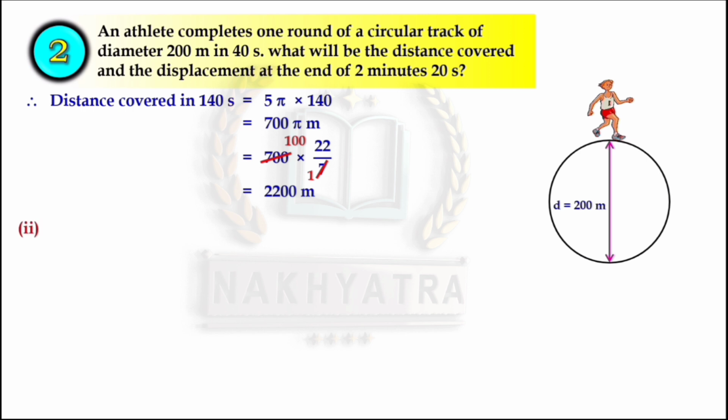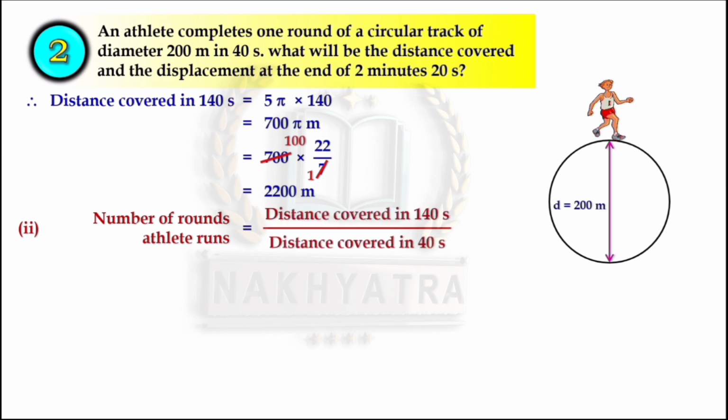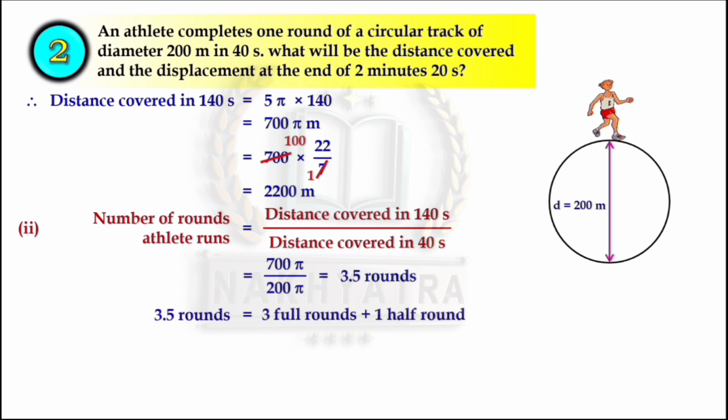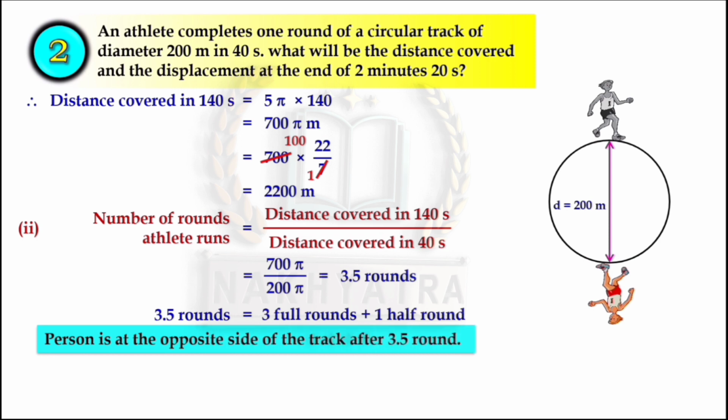Okay. Now we will find out the number of rounds the athlete runs, equal to distance covered in 140 seconds by distance covered in 40 seconds. Okay. So equal to 700 pi by 200 pi. Now pi will get cancelled. So we will get 3.5 rounds. Okay, so 3.5 rounds equal to 3 full rounds plus 1 half round, right? Okay, so see here the person is at the opposite side of the track after 3.5 rounds, as you can see here.